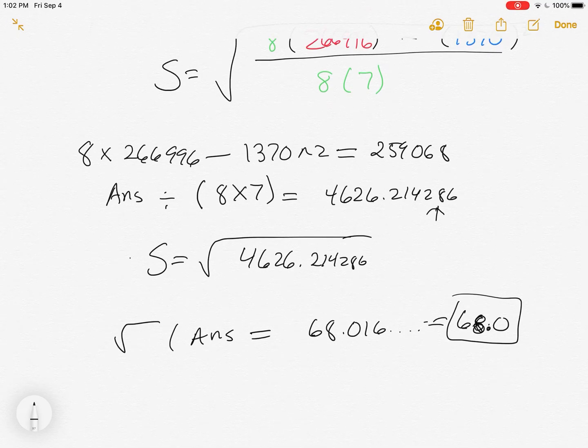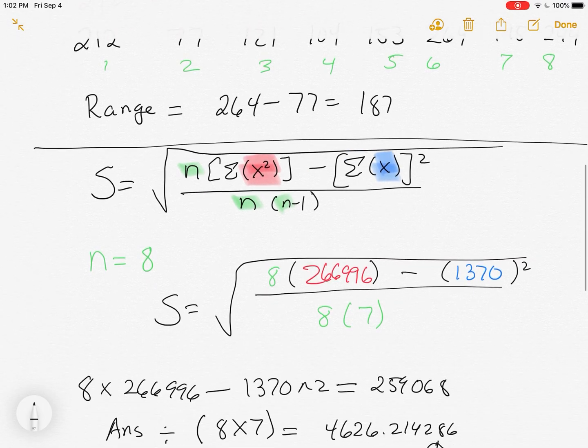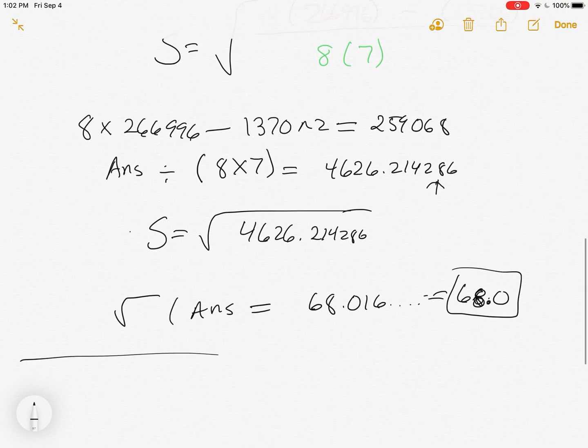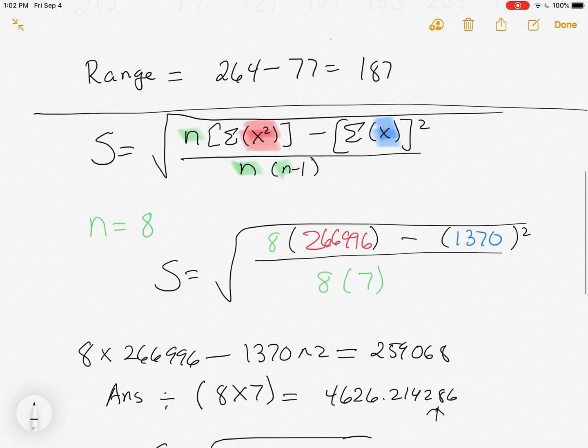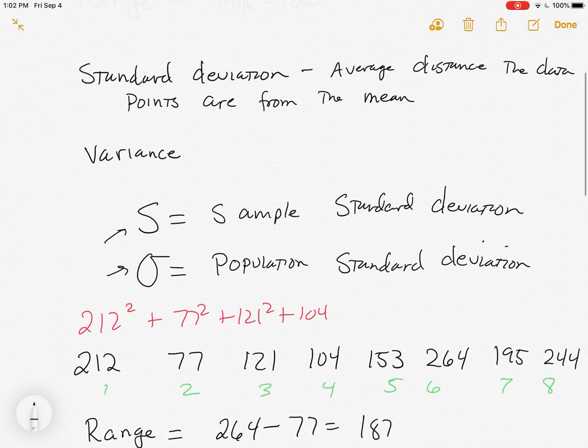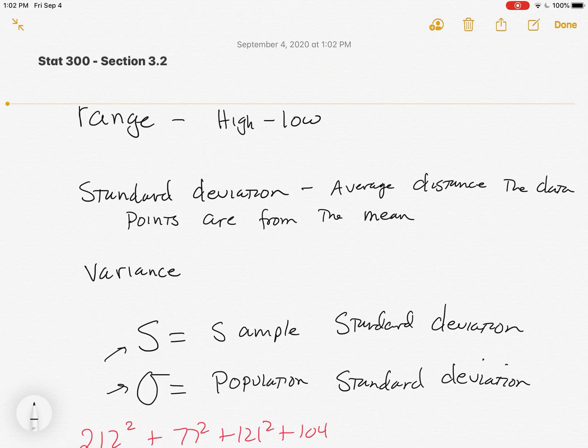So on average, the hotel prices are differing from the mean by an average of $68. So that's how you find a standard deviation. A little bit lengthy, but still doable. I tried to choose one with numbers in the hundreds so you could see how big it gets. I don't think they do much other than that.